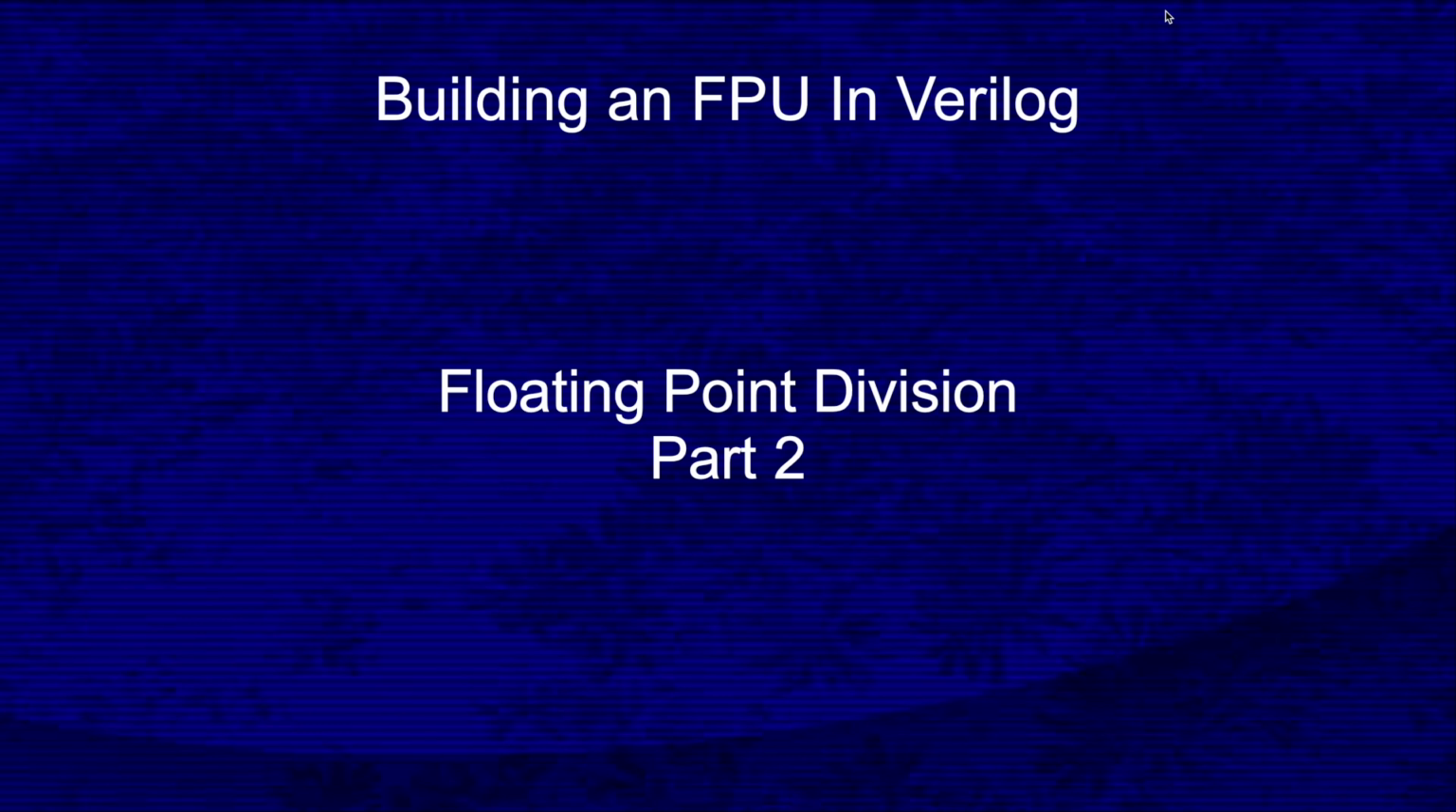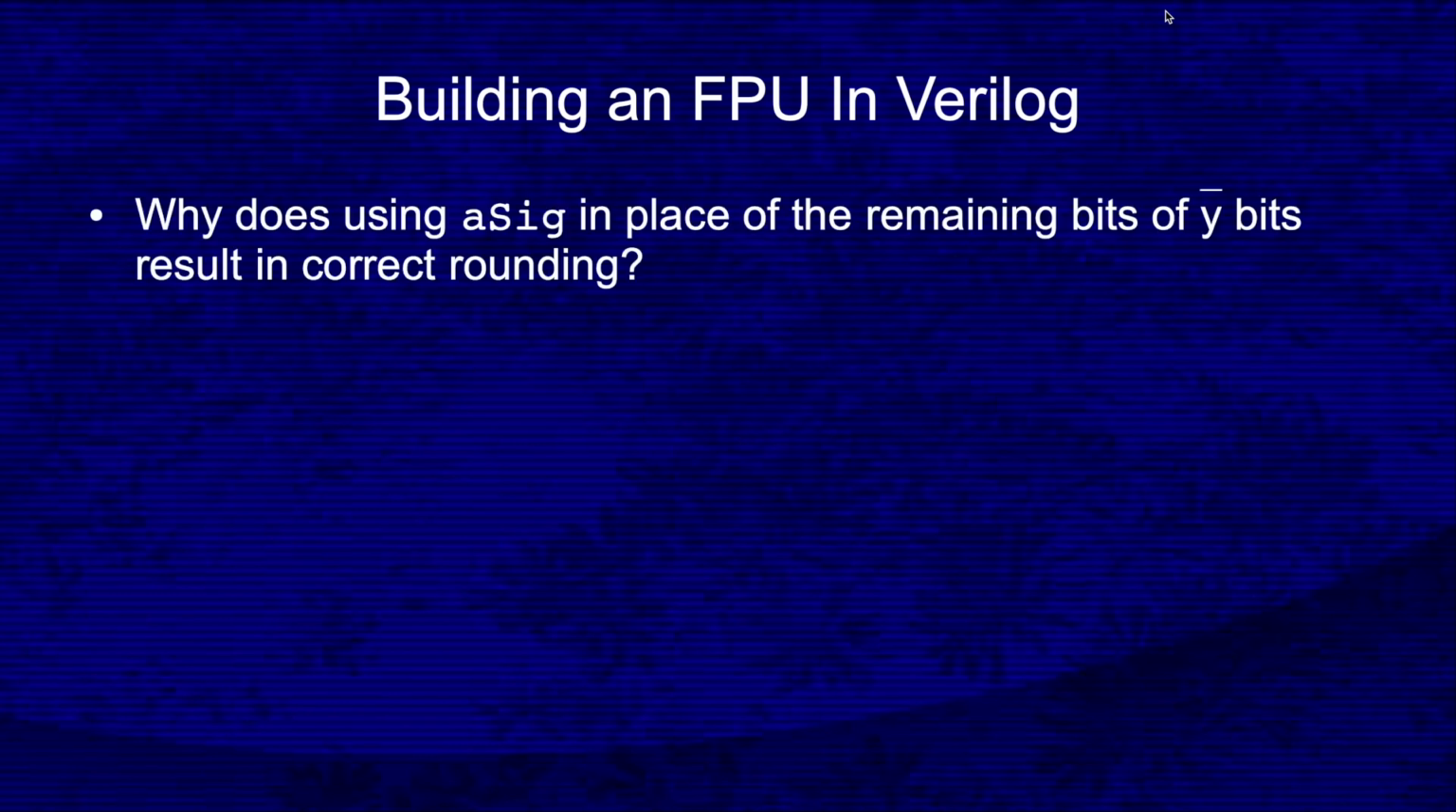Hi, this is Chris. This video continues the discussion of how to build a circuit to perform floating point division. The study question from last time was, why does using ASIG in place of computing the remaining bits of Y bar result in correct rounding?